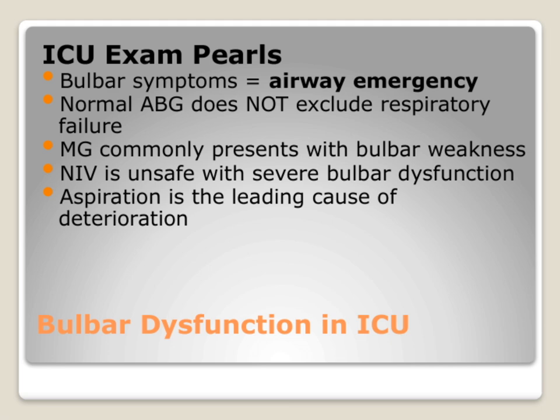That brings us to aspiration, a leading cause of deterioration in these patients. Swallowing difficulties can cause food or secretions to enter the airway, leading to pneumonia or further respiratory decline. So, in summary, recognizing bulbar dysfunction is critical, understanding its implications for airway management, and being vigilant about aspiration risks can significantly impact patient outcomes in the ICU.